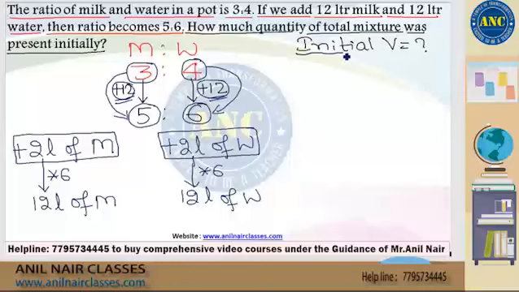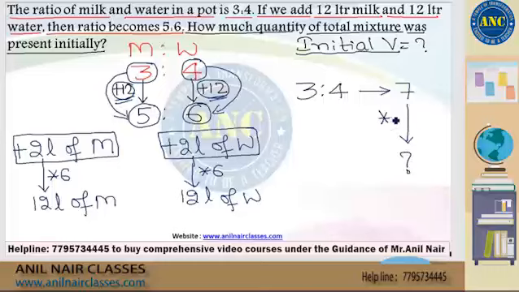They are asking you to find the initial volume. Initial volume according to the ratio is 3 liters of milk and 4 liters of water. Total is 7 liters. This 7 also multiply by 6. 7 into 6 is 42 liters. You might get a doubt. Sir, what if it is not the same? Here milk is added 2 liters according to the ratio, and water is also 2 liters. What if the numbers are different?